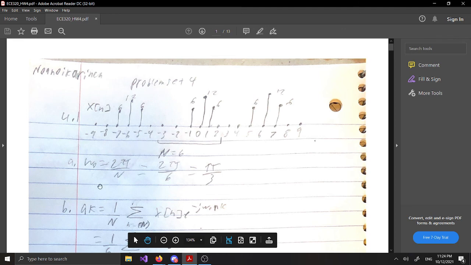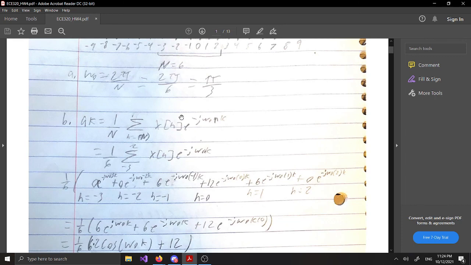And so for the fundamental frequency, you have n equals 6. It's shown over here, the line. And then 2 pi over n gives you pi over 3. And then solve for a k.